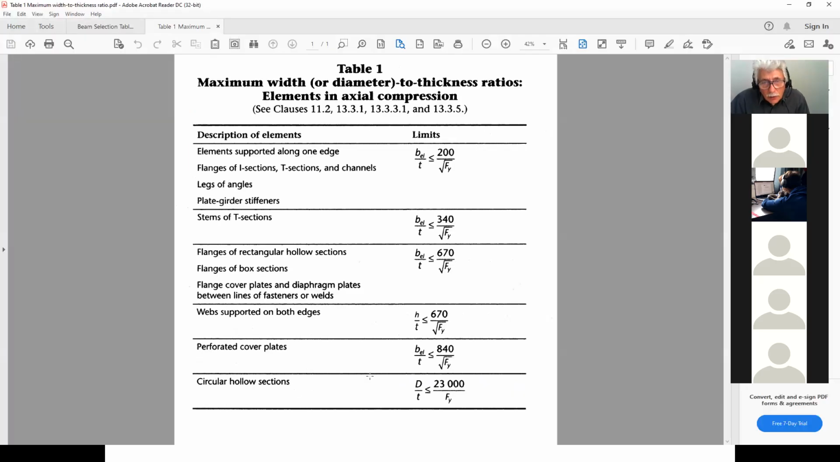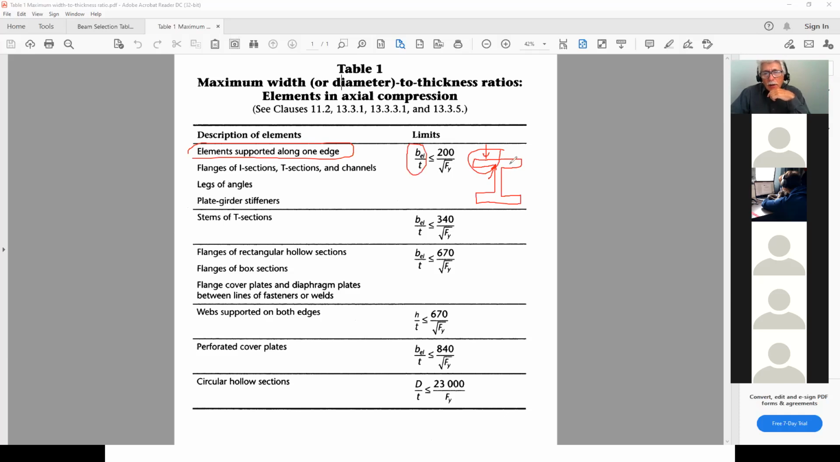Okay, so here you go. In order for you to be able to use these tables, you've got to make sure that these ratios are met. So for example, elements supported along one edge. If I look at my shape here, this is my W shape, right? This is an element, and it's only supported along one edge. So that's why it's this element here that you look at. So in other words, it's b_el over t.